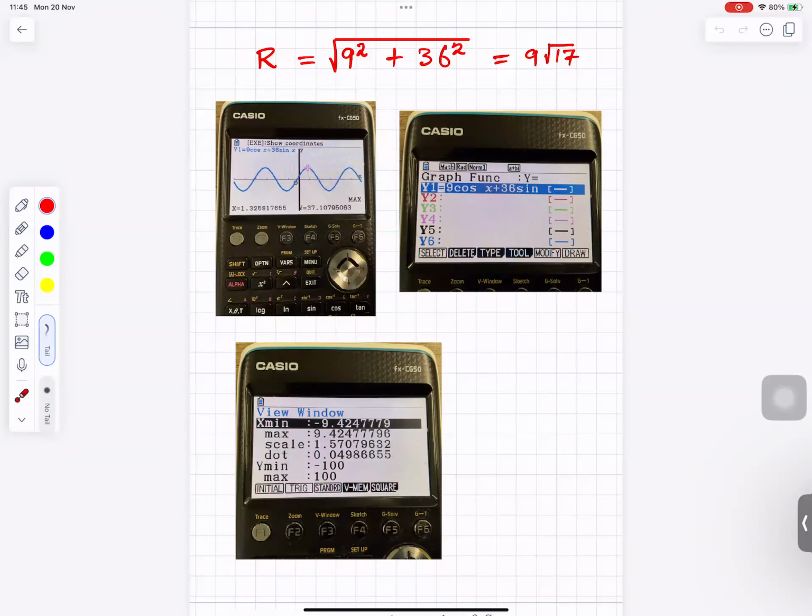So I'll put it in the calculator here. If you plot 9 cos x plus 36 sin x, you get that graph there. Use this view window to see it all, and then you get that 9 root 17, which will be given as a decimal. So you can work that out just to check.